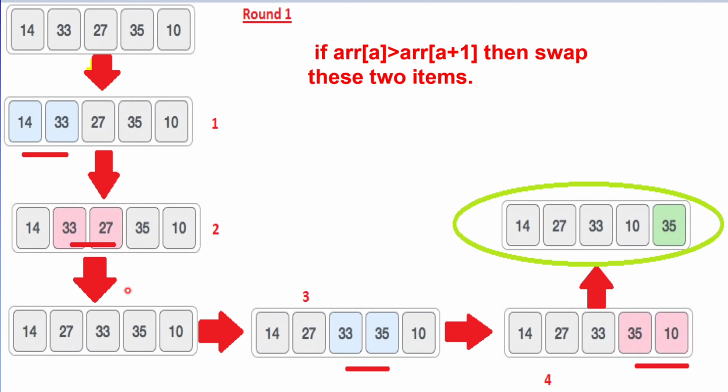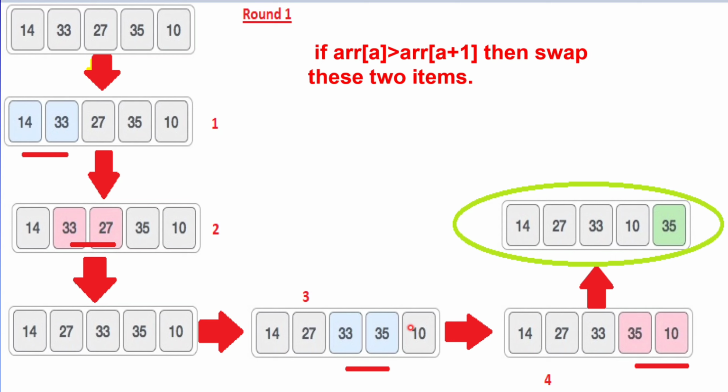Now we take another two items, 33, which is the third position of the array, and 35. Now 33 is the a index and 35 is the a plus 1 index. Here we see that 33 and 35 are already in the sorted position. For these two elements, the statement is not valid, so just ignore that and go to the next two elements.